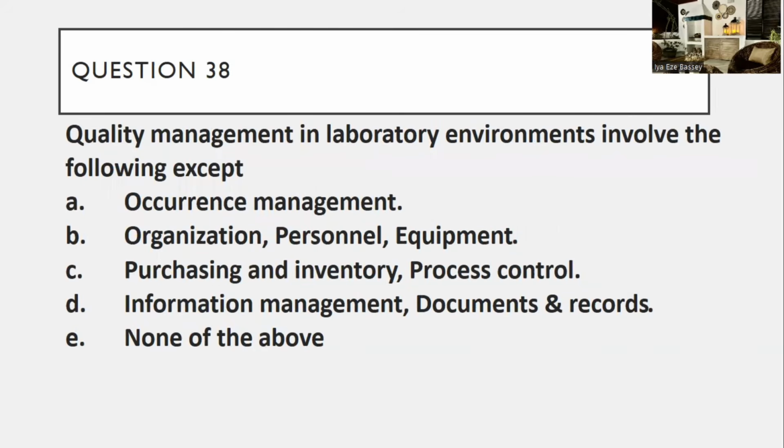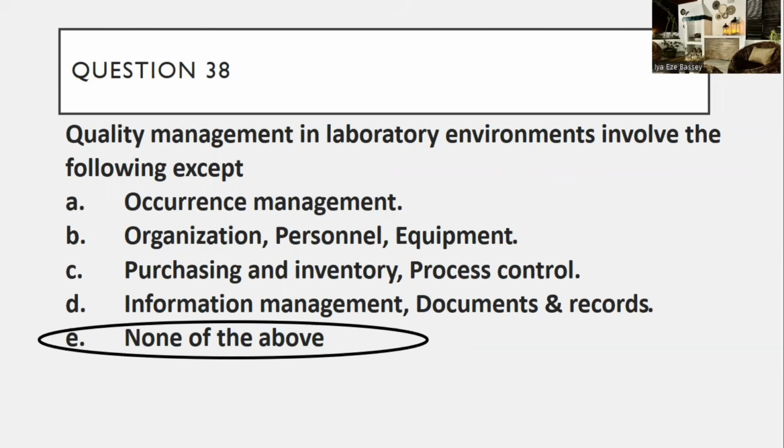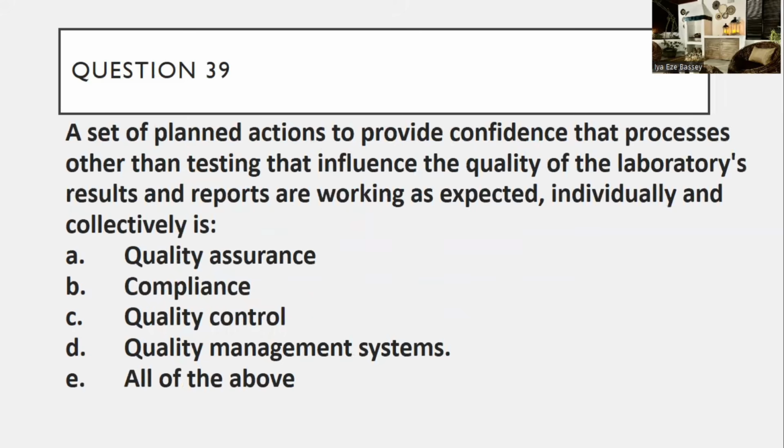Quality management in laboratory environments involves the following, except: A, occurrence management. B, organization, personnel, and equipment. C, purchasing and inventory process control. D, information management, documents, and records. E, none of the above. So what is the answer? It's none of the above, because quality management in laboratory environments involves all these things that I have mentioned.